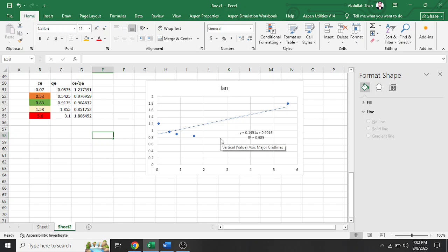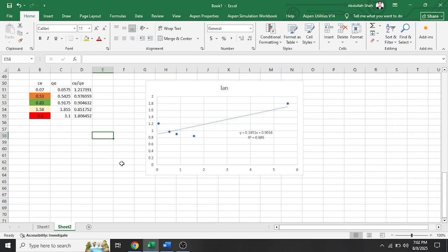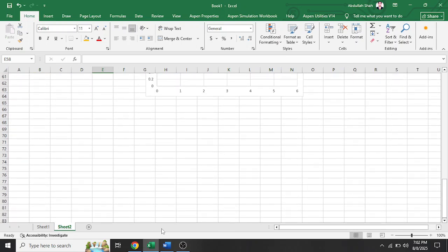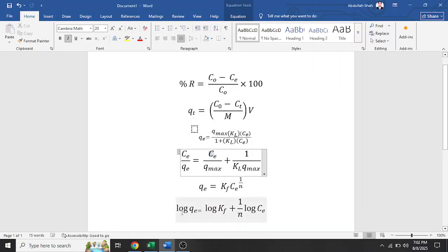Now put the maximum uptake and the KL value in the Langmuir equation, and you will get the Langmuir isotherm at 25 degrees centigrade. Similarly, for the Freundlich isotherm, you can plot log of QE against log of CE.